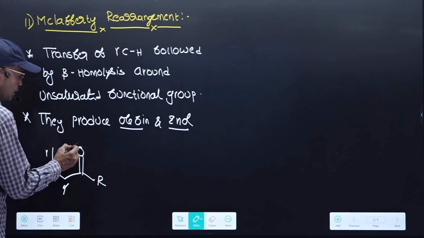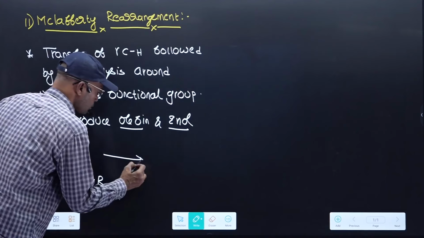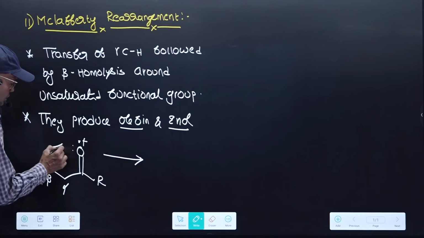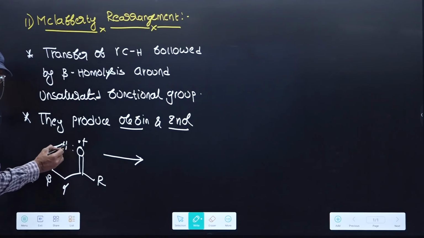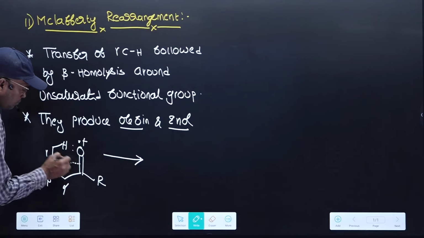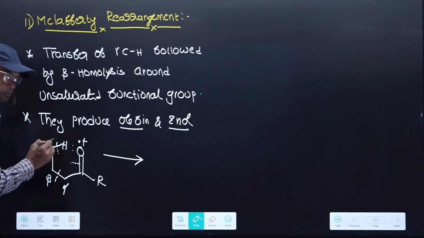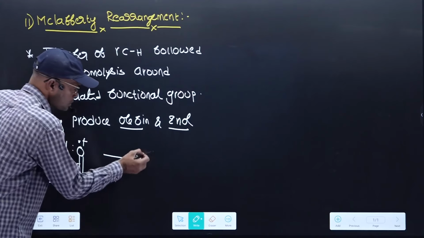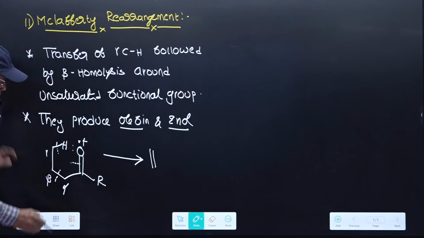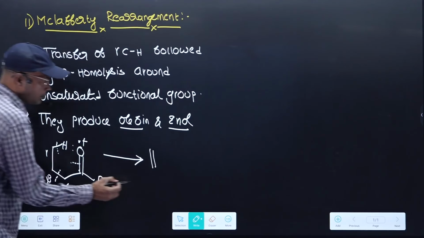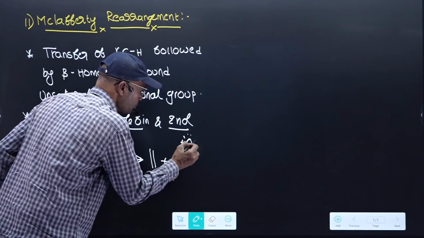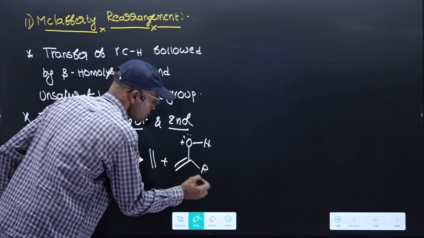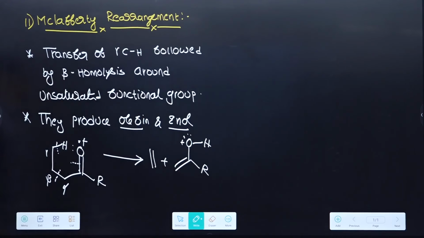This generates a molecular ion after electron impact. Now see, this is the gamma hydrogen on the alpha, beta, gamma carbon. Break this bond and this bond. Then this carbon becomes a double bond, this oxygen carries the radical cation lone pair, and the hydrogen will be added here, and this is the enol. This is called McLafferty rearrangement.